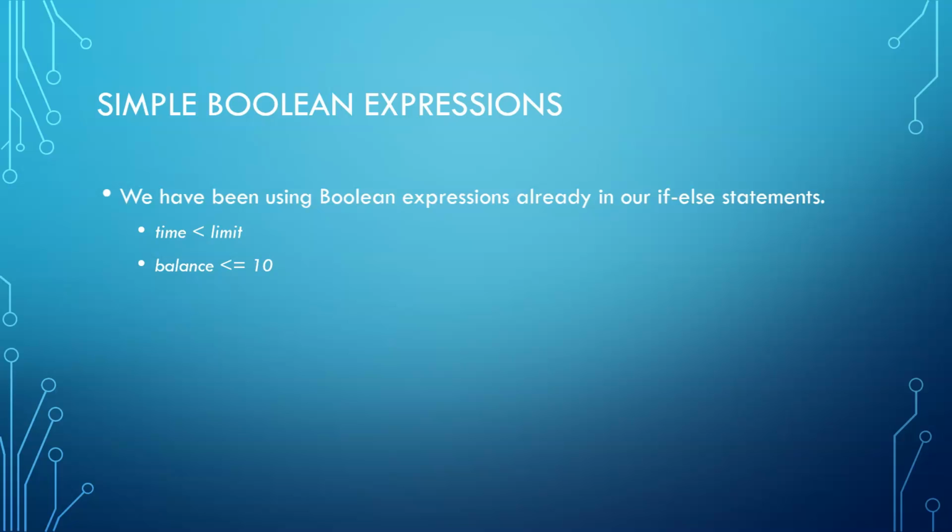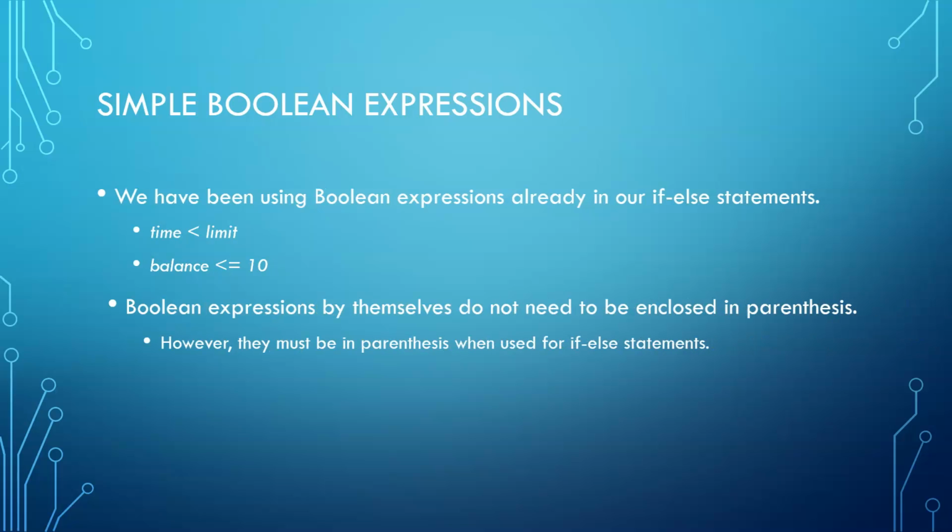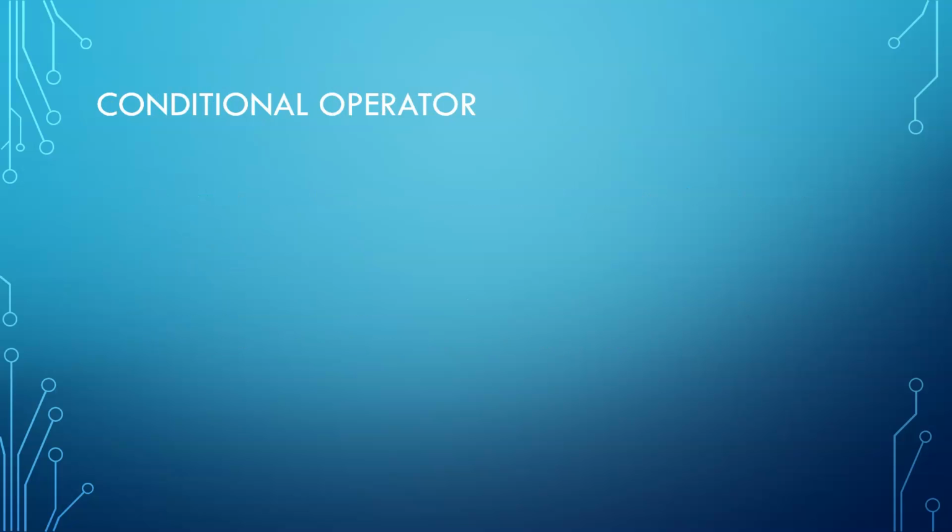Now, we've been already using Boolean expressions in our if-else statements. Time is less than limit, balance is less than or equal to 10, etc. Boolean expressions by themselves do not necessarily need to be enclosed in parentheses. So if you just say, hey, time is less than limit, and you want to say bool value equals time is less than limit, and just store it as true or false, you don't need to put parentheses here. However, if you're using it inside an if-else statement, which is the most common place you're going to see it, or maybe inside of a loop, you're going to want to put it inside of parentheses.